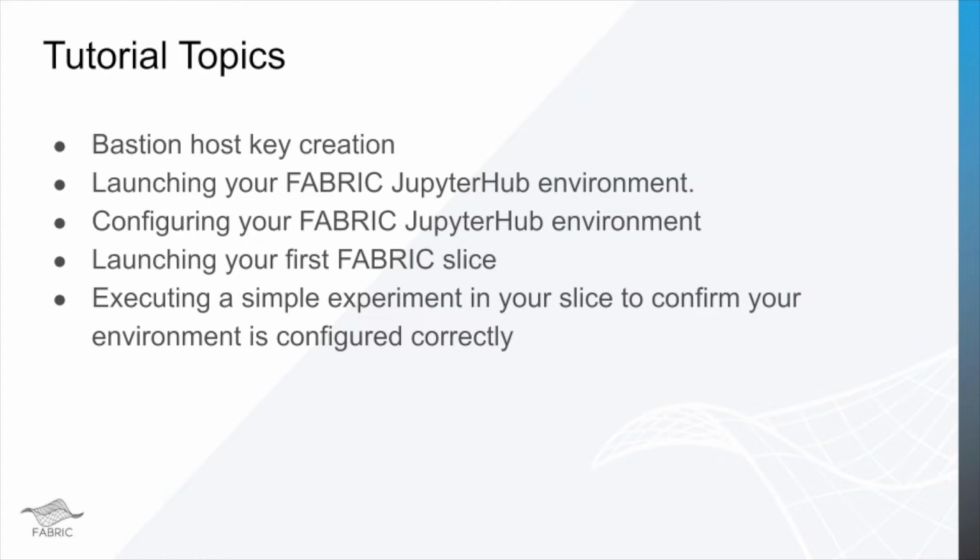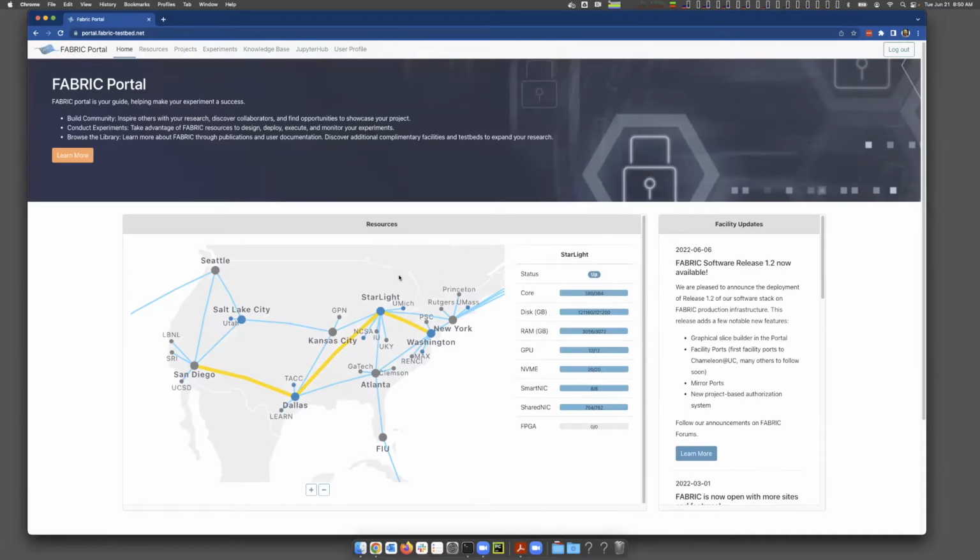Before you begin this tutorial, you should have already created a Fabric account and have been added to a Fabric project. So accessing your experiment requires you to jump through a bastion host using SSH. The first step in configuring this for your environment is to create your bastion host key pair.